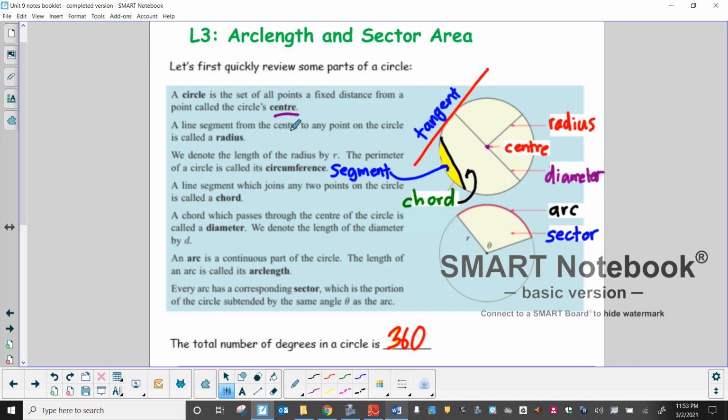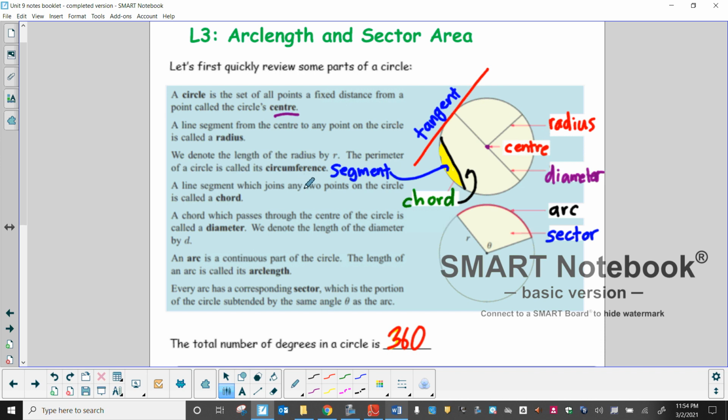A line segment from the center to any point on the circle is called a radius. So from the center of the circle to the outside, that's called a radius. We denote the length of the radius by the letter r. The perimeter of the circle has a special nickname and it's called the circumference.